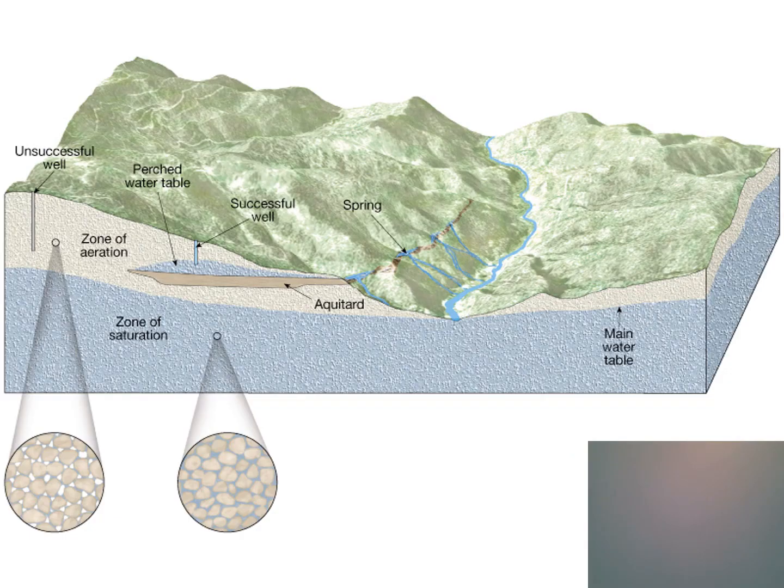What we have illustrated here is a portion of the groundwater system. We have the zone of aeration, or the unsaturated zone, and we have the zone of saturation, or what we would call a water table aquifer, or an unconfined aquifer.